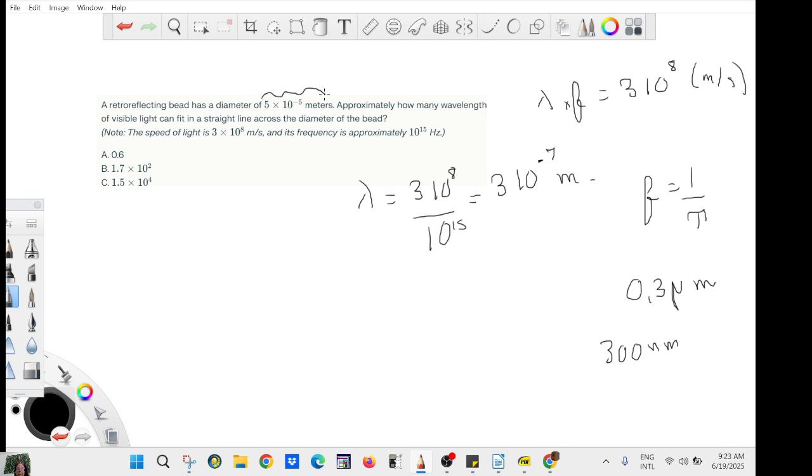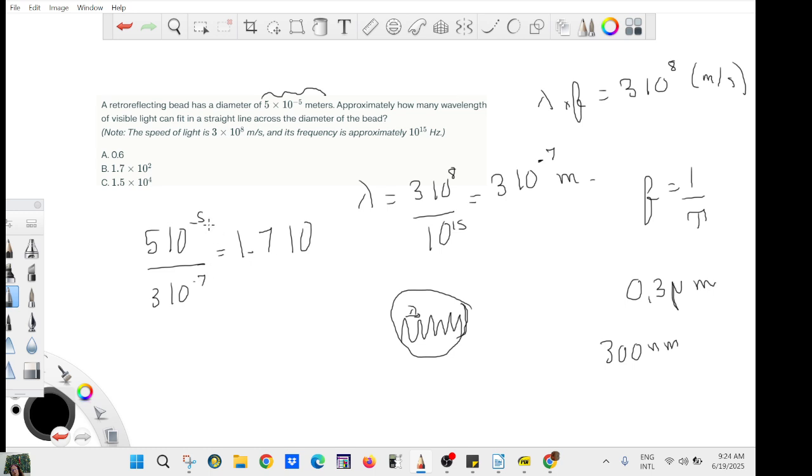How many of them fit? How many wavelengths fit in this bead here? So this is the bead, the diameter. This is 1 wavelength. So how many of them? You just divide, right? The diameter, times 10 to the negative 5, divided by 3 times 10 to the negative 7. So 3 goes into 5 about 1.7. Then 10, so you go up, so 10 to the second, and there is no unit here.